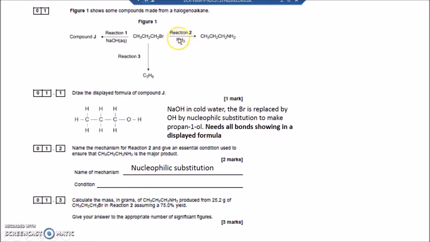Condition, well, for ammonia you need excess ammonia. It's tempting to put increased temperature or increased pressure, but with ammonia you need excess ammonia. That's the condition for ammonia.